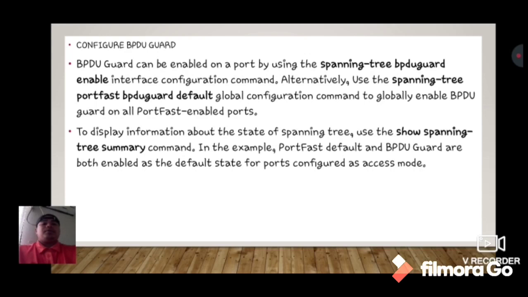BPDU guard can be enabled on a port by using the spanning-tree bpduguard enable interface configuration command. Alternatively, use the spanning-tree portfast bpduguard default global configuration command to globally enable BPDU guard on all PortFast enabled ports. To display information about the state of spanning tree, use the show spanning-tree summary command. PortFast default and BPDU guard are both enabled as the default state for ports configured as access mode.